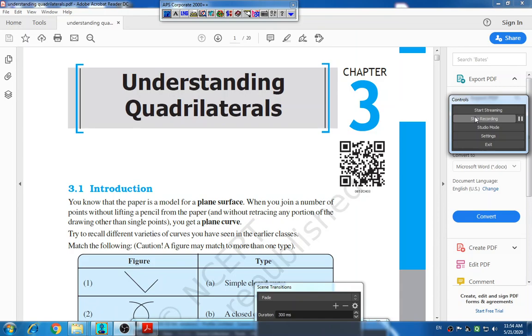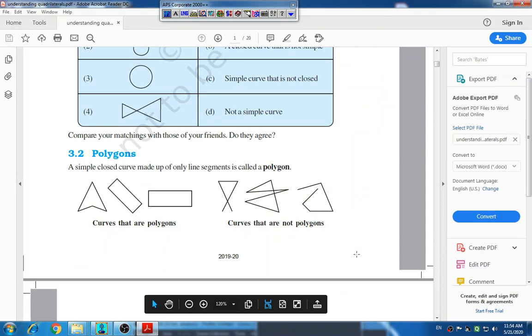You know that the paper is a model for a plane surface, and when you join a number of points without lifting a pencil from the paper, you get a plane curve. Now we are going to see how we can identify plane curves. A simple closed curve made up of only line segments is called a polygon.